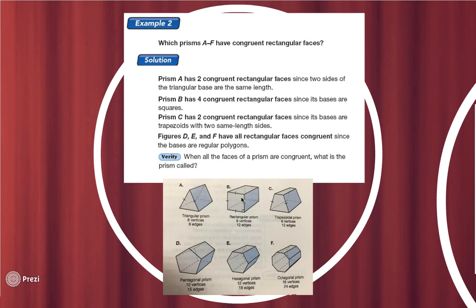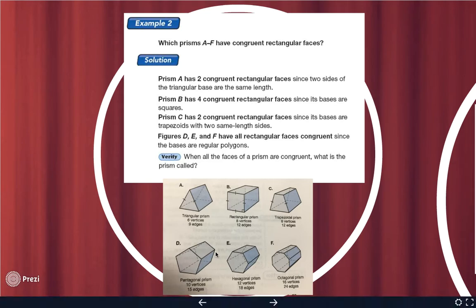Here on letter B, we have 4 congruent rectangular faces, one on top, one on the bottom, and one on each side, the left and the right. Letter C has 2 congruent rectangular faces. Remember, we look at the tick marks because they tell us that these lines are equal in length. So we can tell by those tick marks that these rectangular faces are equal. On the bottom here, all of the rectangular faces are equal because they're all regular polygons.